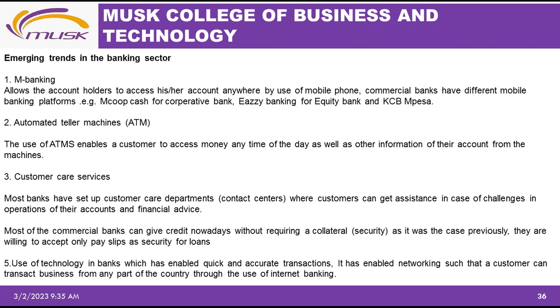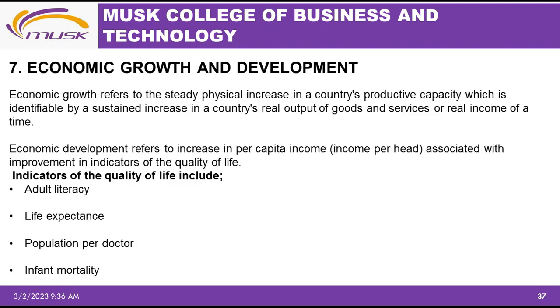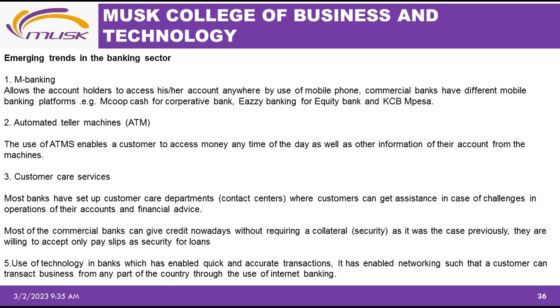Number 4 is the giving of credit without requiring collateral, which is very, very important also, because it has expanded the number of people that are able to receive credit. And finally is the use of technology in banks, which has enabled quick and accurate transactions. It has enabled networking such that a customer can transact business from any part of the country. So we have internet banking. We now have every bank having software that they can use, and that is crucial in ensuring that the banking sector continues to move and is able to succeed.